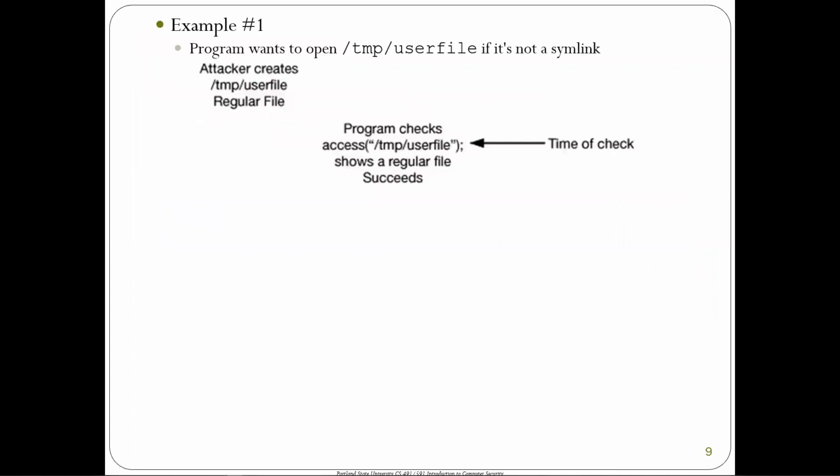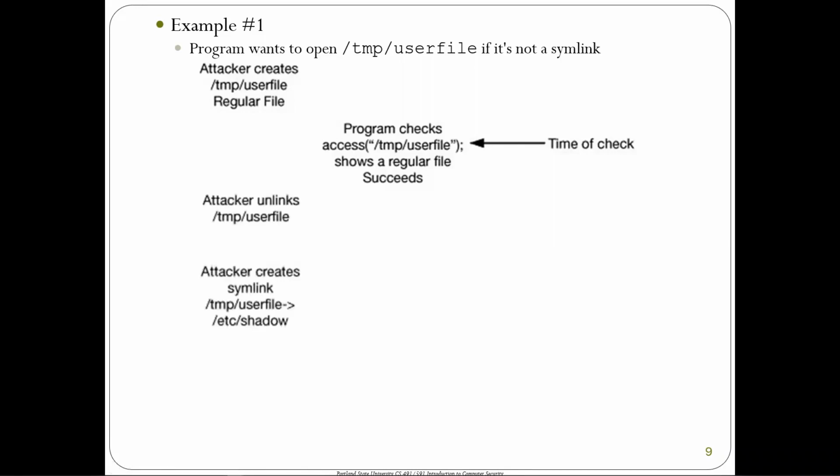So this is a flow chart. Say the program wants to open a file, temp user file, only if it's not a symbolic link, right? So it's like, I'm going to open this up if it's a regular file, but if it's a symbolic link, I'm going to quit. And so then the attacker's like, okay, I'm going to create this regular file. And then the program runs, and the program uses the system call to see what kind of file temp user file is. And it's like, oh, it is a regular file. Fine, it passes the check. I can use it. And that's the time of check.